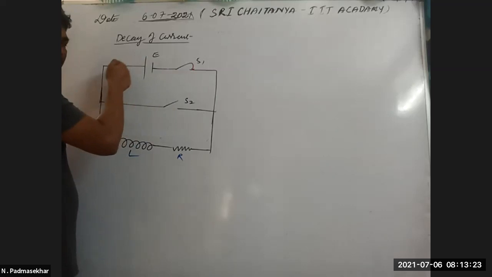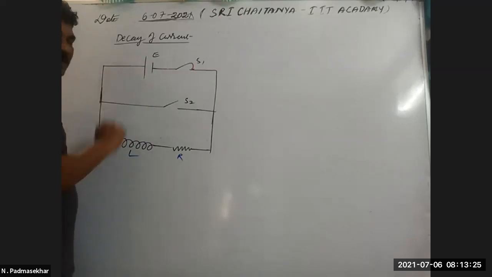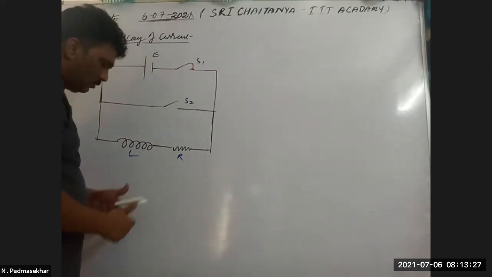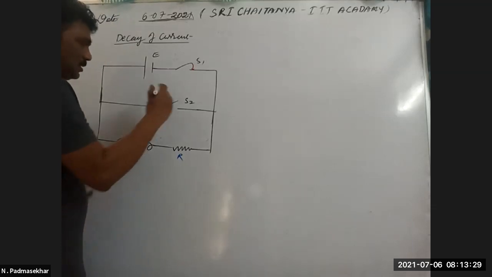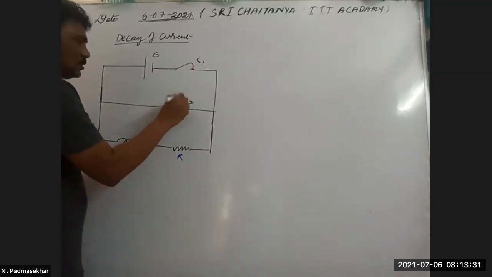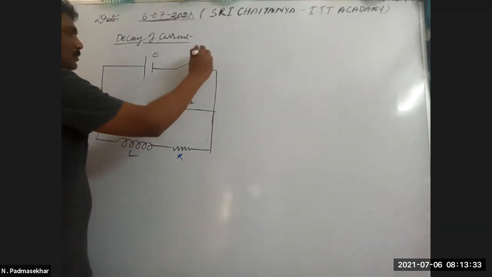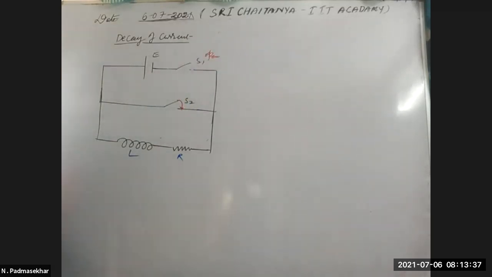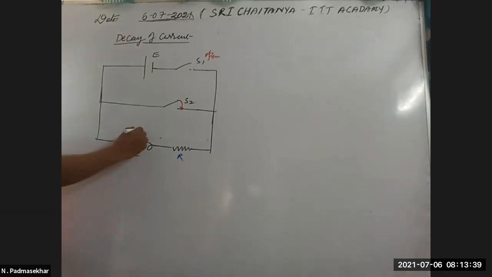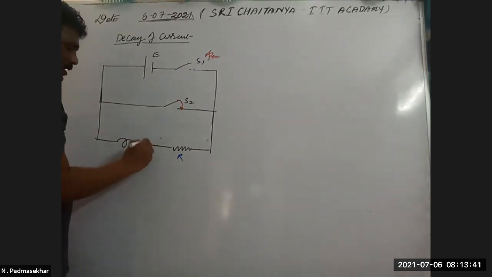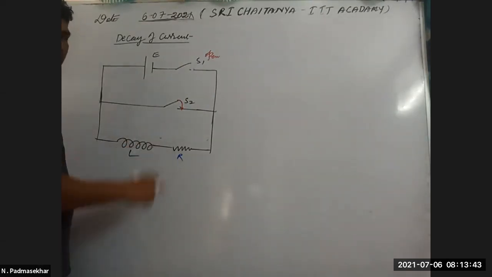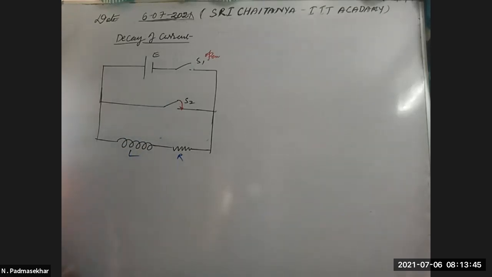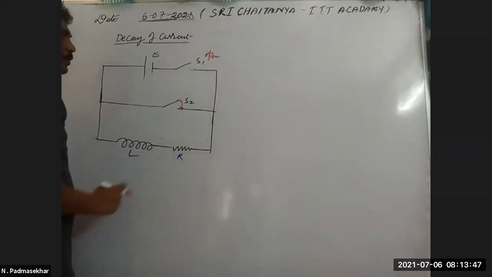I gave a battery here to get this current. So after reaching the maximum current, what I am doing is this switch is closed and this one is open. Inside, the maximum current is already there. In this condition at t equal to 0, there is the maximum current.